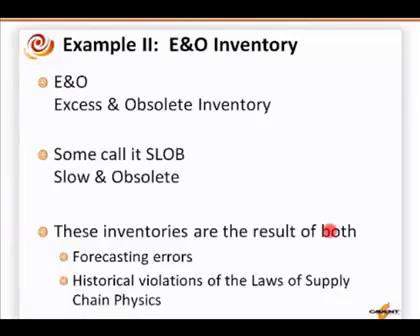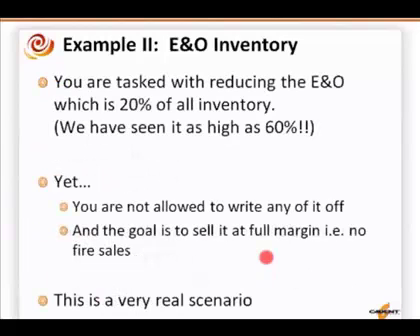I actually like the term SLOB, slow and obsolete, because SLOB is a nice little acronym that actually conveys what it is. It's slovenly, it's not organized, it's slow and lethargic, and it evokes all those good images. So I really would like to have everybody call it slob, but E&O seems to be the inventory term. These inventories result because of two things: the demand planning or forecasting errors and the historical violations of the laws of supply chain physics that we talked about.